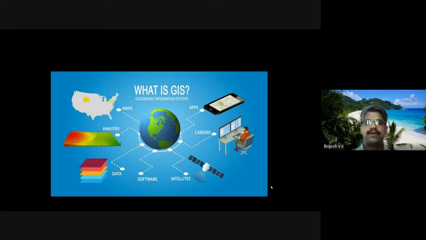And it is an elaborated view of the previous picture, which is showing the maps. That is how GIS can be defined. The analysis part, data, software, the satellites which are providing the data, then the carriers or the persons who are working with that, then the apps.